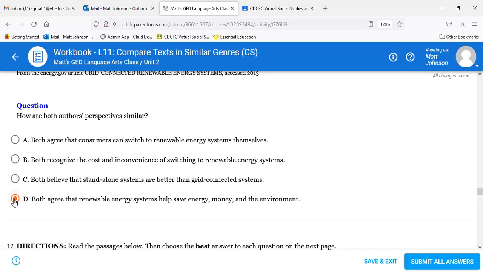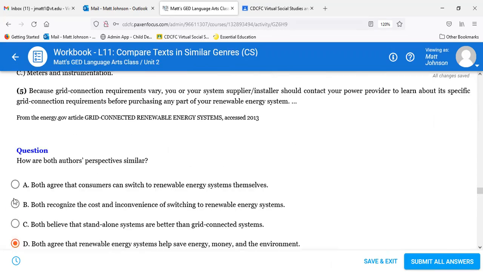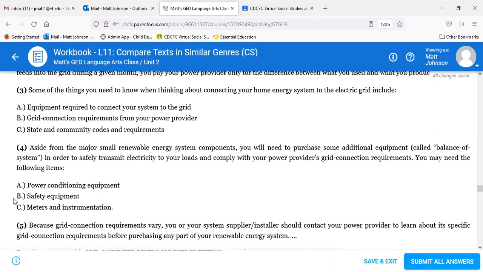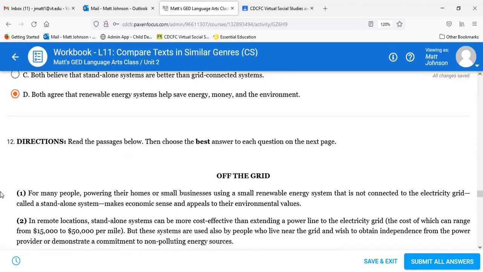Second one, both recognize the cost and inconvenience of switching to renewable energy systems. They don't mention cost necessarily. They barely, kind of vaguely talk about that. But the second one more just points out what you would need. And then both believe that standalone systems are better than grid-connected systems. Neither one of those really states that. So that leaves D for us with 11.